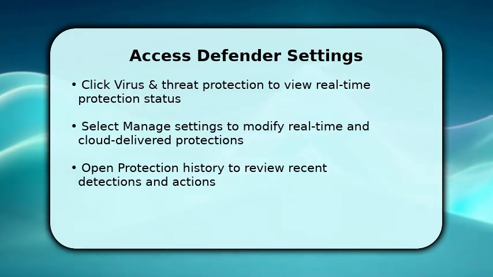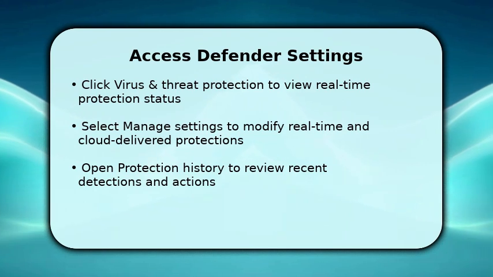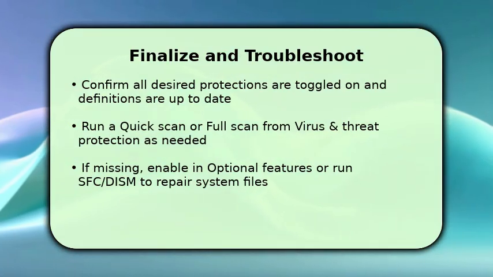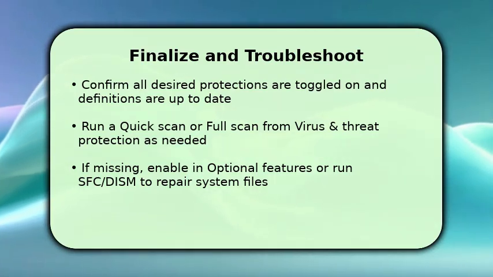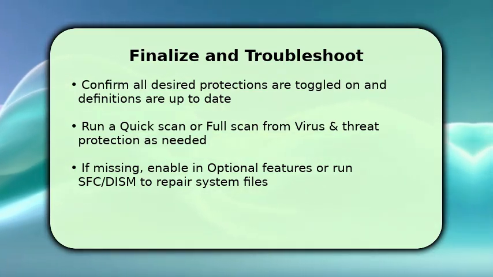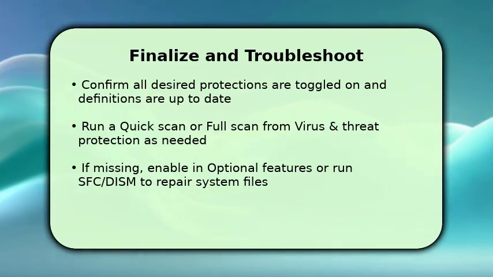Also check protection history to see past quarantines and actions, since that helps you decide whether to restore or remove items. Finish by verifying definitions and running a scan so you know the system is clean. Make sure virus definitions are up to date in the Virus and Threat Protection area, then run a quick scan for speed or a full scan for thoroughness.